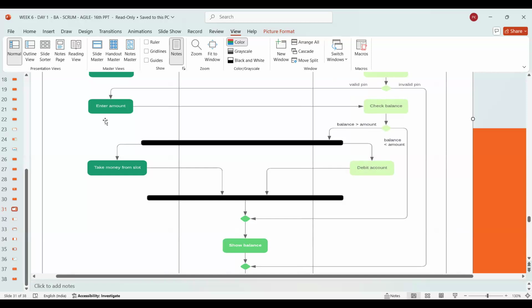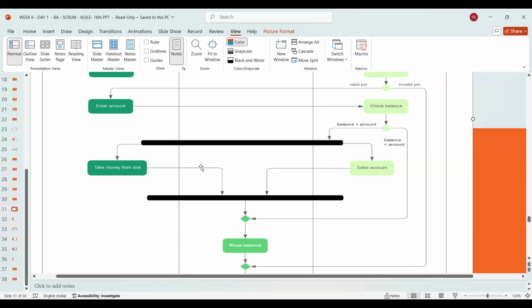Let us go ahead with the cash disbursement activity that we're looking at. So you enter the amount, whatever you want, $1,000 or $500. Then it is checking the balance. Again, this is also a diamond, so you have to make a decision.